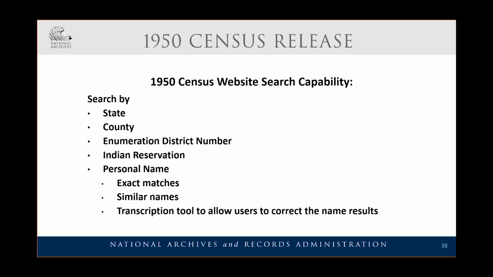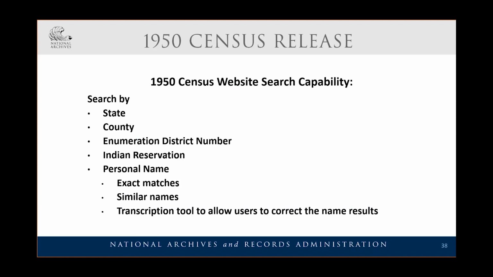Researchers will be able to search the census by state, county, enumeration district number, Indian reservation name, and personal name. The personal name search will return both exact matches and similar names. Most importantly, there will be a transcription tool that will allow users to correct the name results.